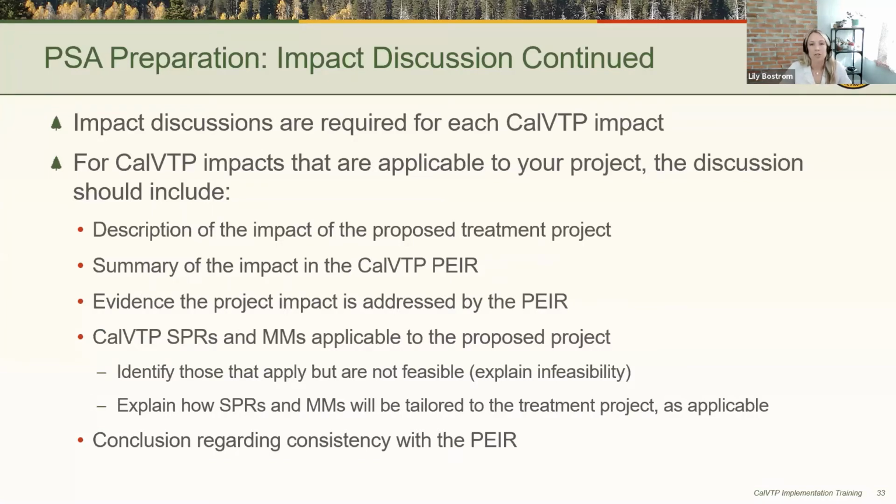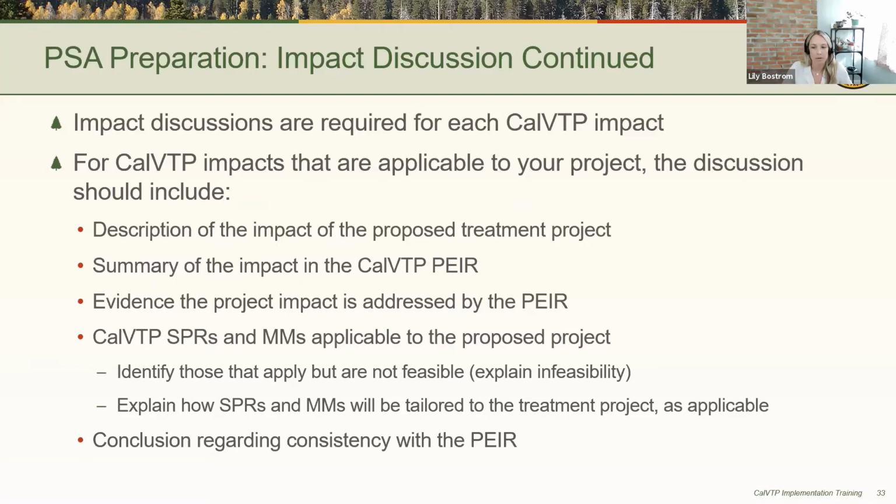So impact discussions are required for each CalVTP impact. However, if one of the CalVTP impacts does not apply to your specific project, then that discussion can be very brief, just a sentence or two describing why that particular impact does not apply. For the CalVTP impacts that are applicable to your project, we've come up with a 5-step formula to craft your impact discussions. So the first step is to describe the impact of your proposed treatment project.